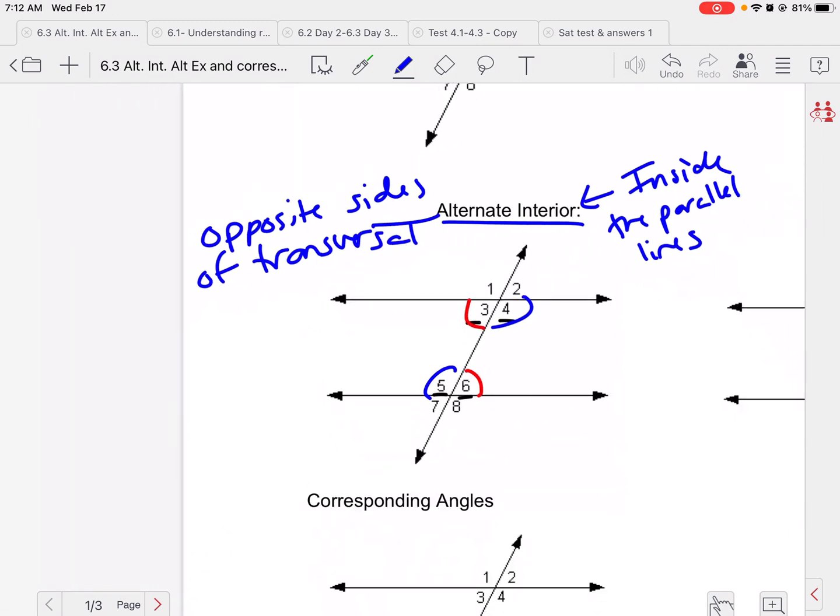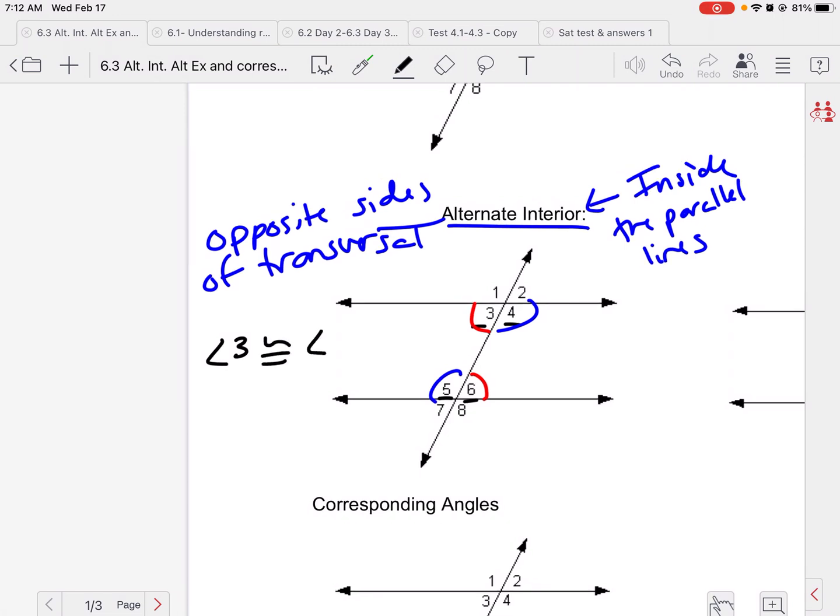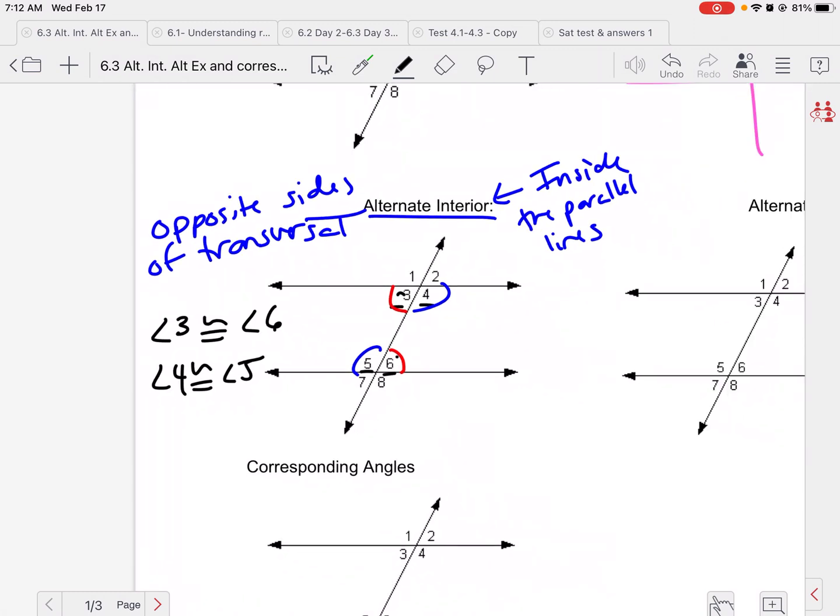Now, usually I do a hands-on activity to discover this, but we know that angle 3 is congruent to angle 6. So if I know that angle 3 is 50 degrees, then I also know angle 6 is 50 degrees. Angle 4 is congruent to angle 5. Again, these can be labeled differently, so we don't want to memorize that 3 and 6 go together. We want to memorize that alternate means opposite sides of the transversal and interior means inside the parallel lines. Or just the general sense that these 2 are congruent, whatever they're called, without calling them 4 and 5.